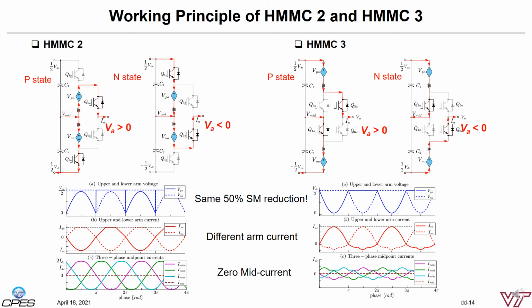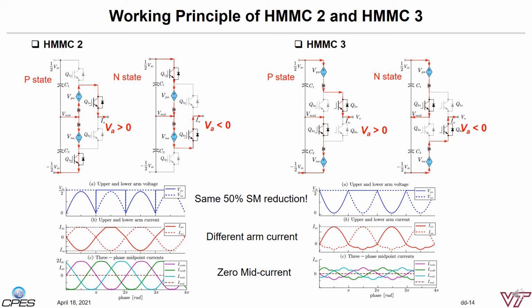Similarly, for the HMMC3, when delivering a positive AC voltage, the upper arm that is tied to the positive DC bus will be connected to the AC side and synthesize the AC voltage. The lower arm is connected between the neutral and the negative DC bus. When AC voltage moves to the negative region, we just swap the duties of two arms.